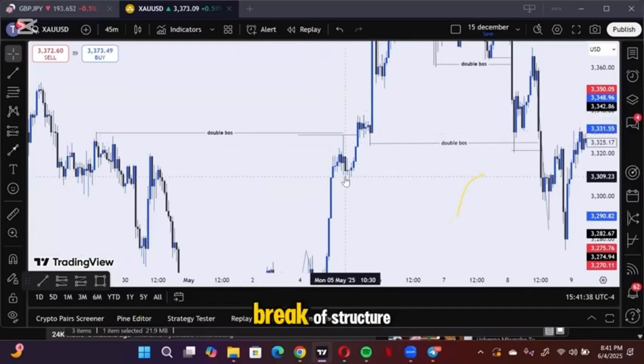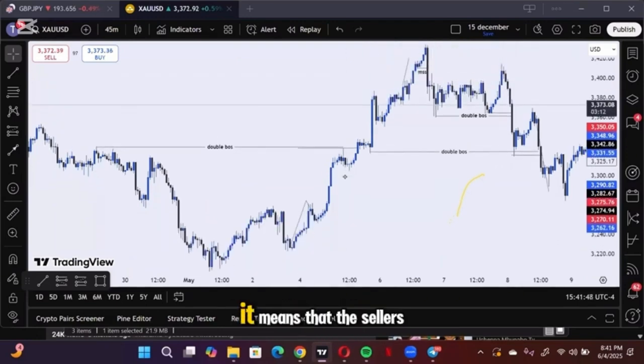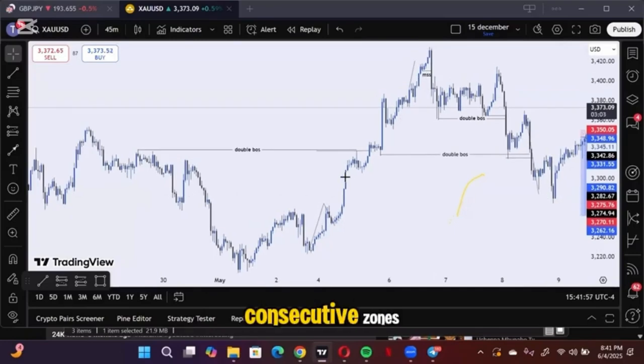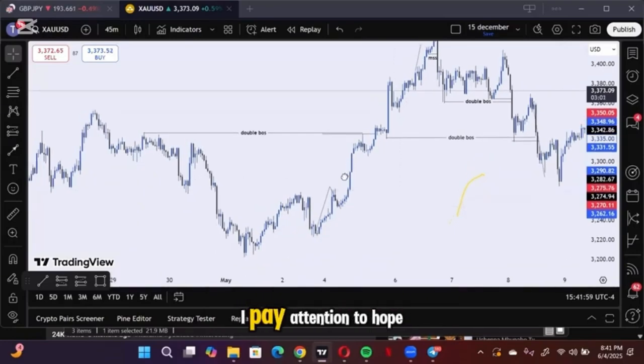When the market forms a double breakout structure, if it's to the upside, it means that the buyers are a lot more in this market because it took out two consecutive zones. And if it's to the downside, it means that the sellers are a lot more because it took out two consecutive zones also. So this is the scenario for the buy side. When it takes out two consecutive zones, those are the ones I pay attention to. Hope you guys understand now.